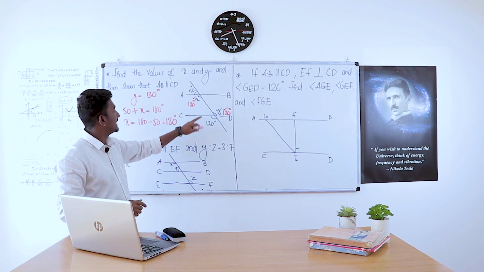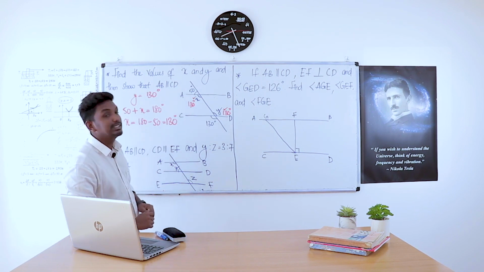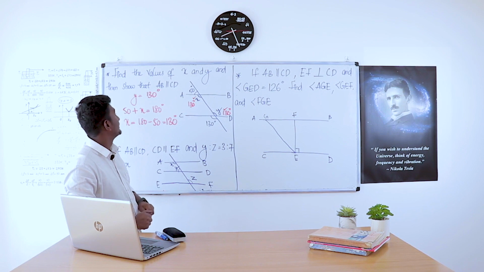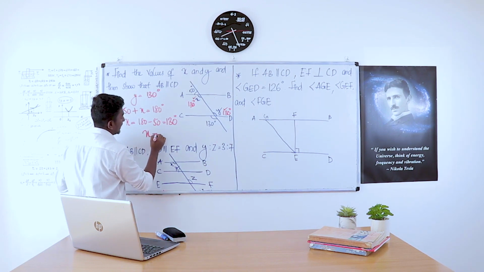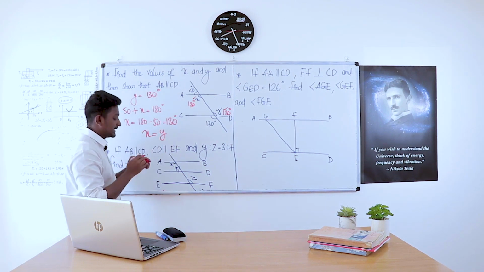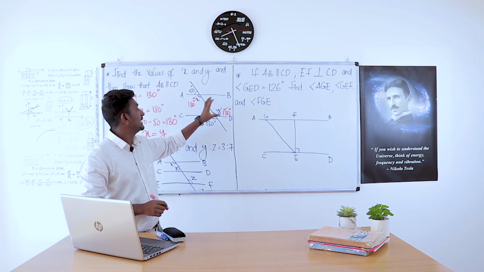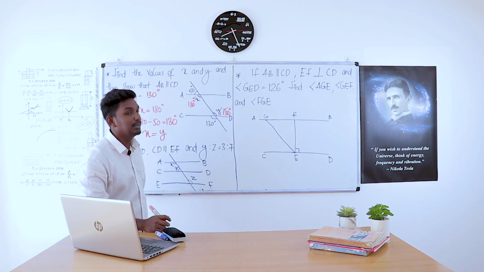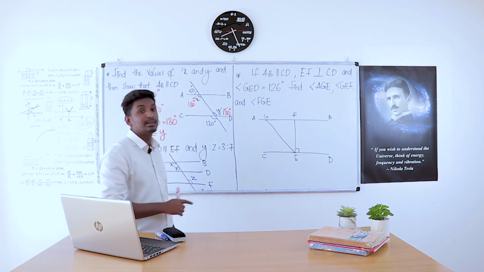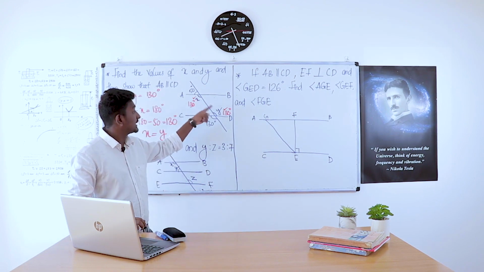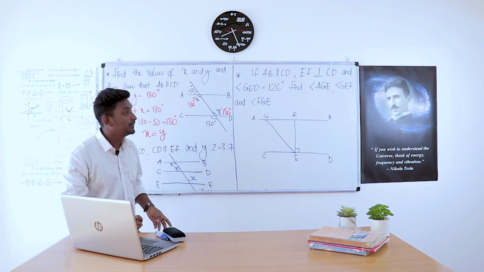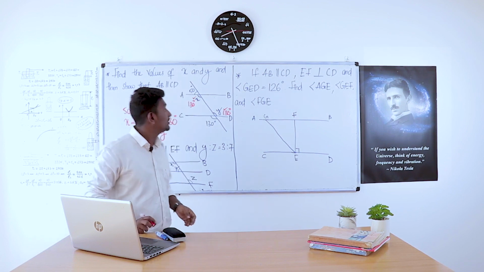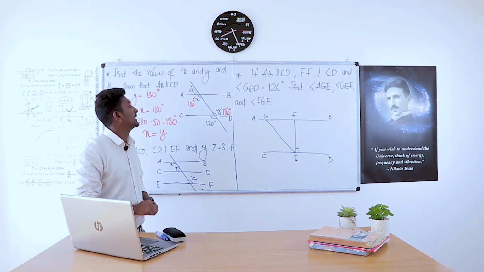Look, x and y are in the positions of alternate interior angles. We got x equal to y, which means alternate interior angles are equal here. If alternate interior angles are equal, then AB and CD are parallel.